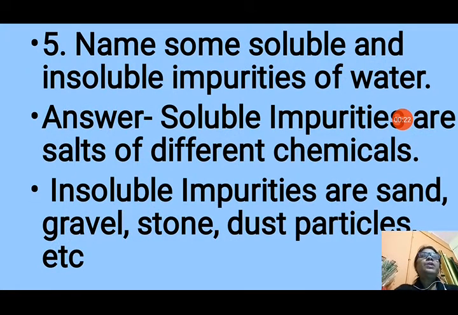Name some soluble and insoluble impurities of water. You know that two types of impurities are present in water: insoluble and soluble. Soluble impurities are those which mix with the water and we cannot see them. Insoluble impurities do not mix with the water. Some soluble impurities are salts of different chemicals that can dissolve in water. Insoluble impurities are sand, gravel, stone, dust particles, etc. They settle at the bottom of the container when we mix it and leave it undisturbed.